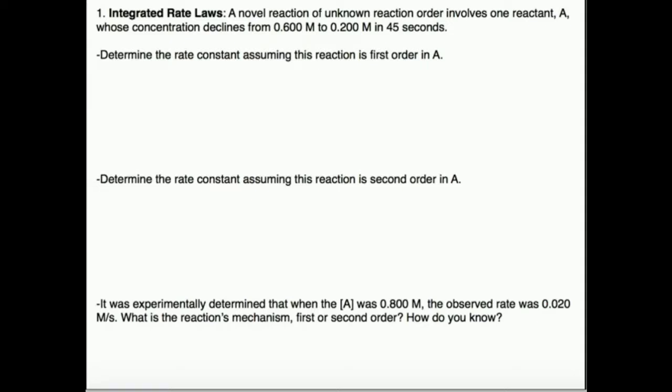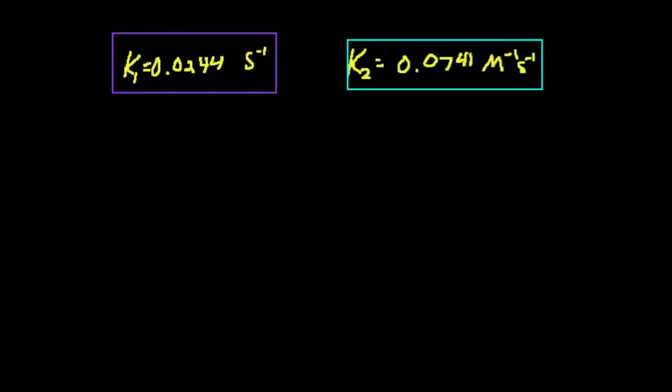Alright, welcome back. In the previous two videos we looked at integrated rate laws, a first order one and a second order one, and with the same situation with a concentration of A declining from 0.6 molar to 0.2 molar in 45 seconds, we ultimately calculated the two rate constants. Alright? And they were drastically different. You can see that right here. This is the first order rate constant, this is the second order.